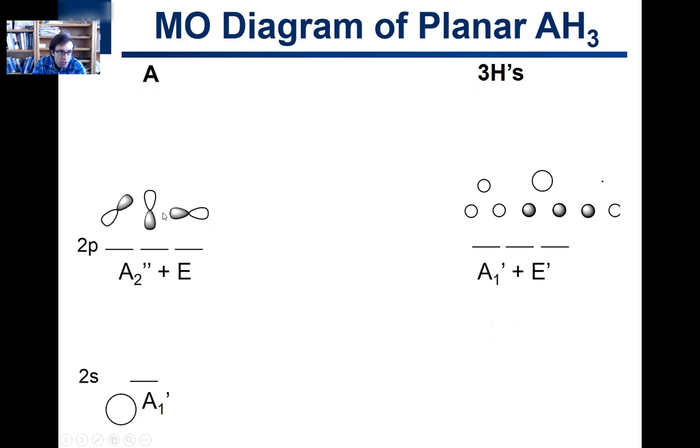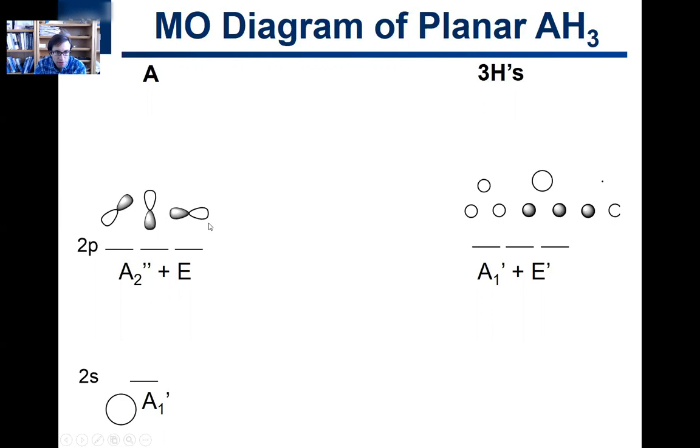Remember, let's just assume for now this is a second row atom, doesn't really matter, but we're going to have a 2s orbital and a 2p orbital for bonding. The 1s is going to be core, not involved in bonding. S orbitals always have a symmetry of the totally symmetric representation. So for D3h, this is A1 prime. And our p orbitals, we have px, py, pz.